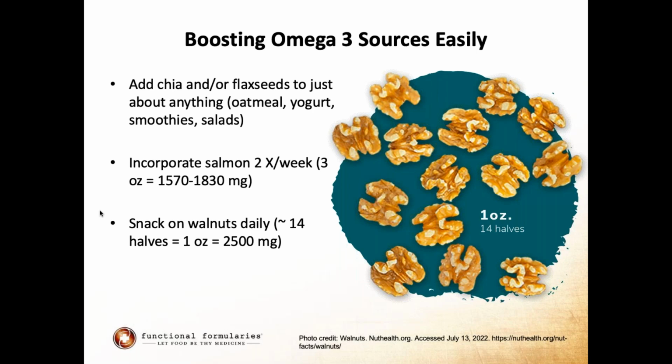Other suggestions though, trying to get salmon 2 times a week or maybe 3 times a week, depending if it's wild or farm raised. You can get 1,500 to 1,800 milligrams of omega-3. And then another thing, adding chia and or flax seeds to just about anything and everything. They're really a versatile food as well.